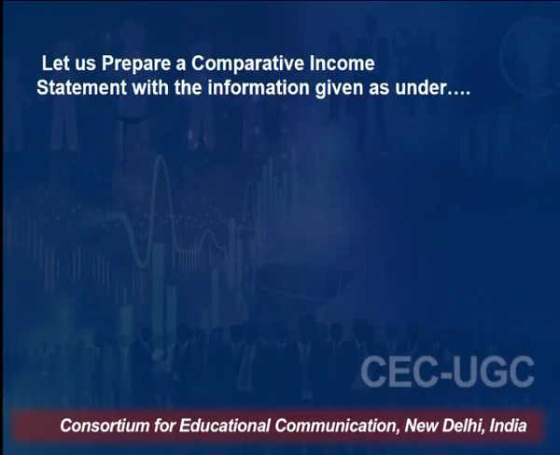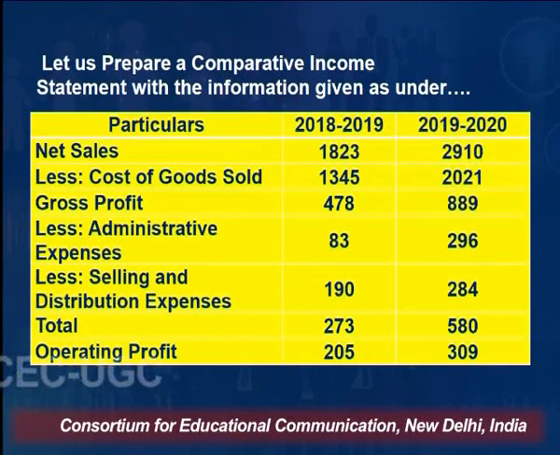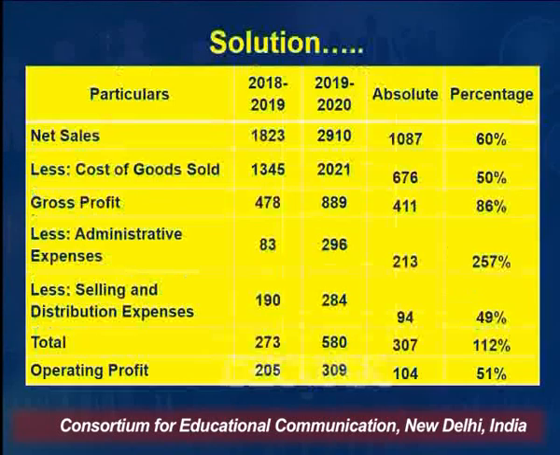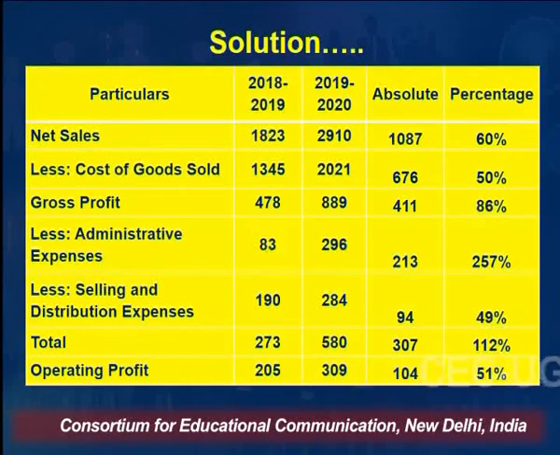So let us prepare a comparative income statement with the information given in this question. We are provided with the data of 2 periods, 2018-19 and 19-20. Sales is given, cost of goods sold is given, gross profit, administrative expenses, selling and distribution expenses, and then you have operating profit. And you have to prepare a comparative income statement. So as I told you previously, we have to prepare it like this. Net sales for the 2 periods we have to write. So we simply add 2 columns to this question, absolute and percentage. The difference between the 2 values I am showing you here.